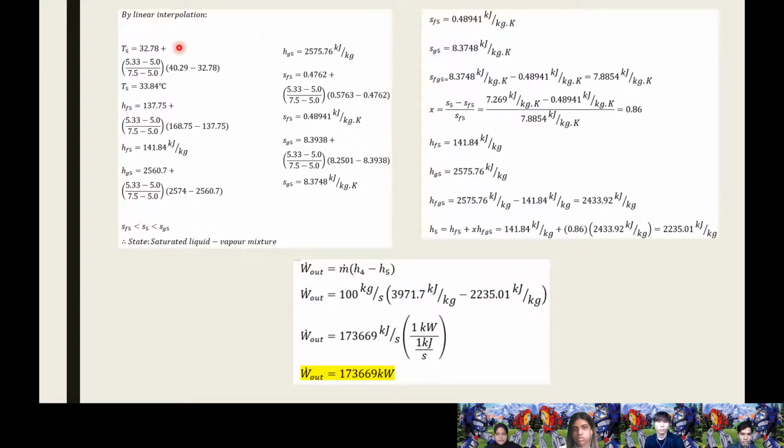And by linear interpolation, we find that T5 equals 33.84 and the X equals 0.86, and thus we find that H5 equals 2235.01 kilojoule per kilogram. And at the end of this, we find the work out from the turbine equals 173.669 kilowatt.